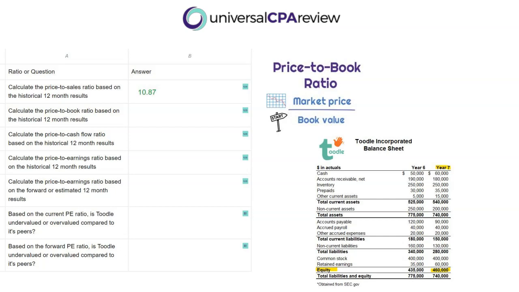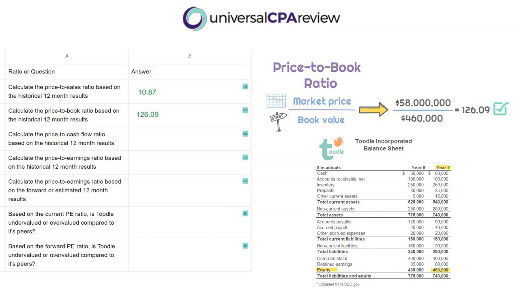That's going to be the net assets. So divide the market price of 58 million by book value of 460,000, and that gets us a price to book ratio of 126.09, right? Remember, round to 2 decimal points.